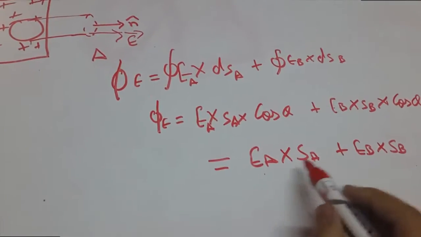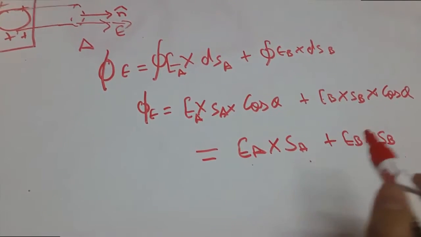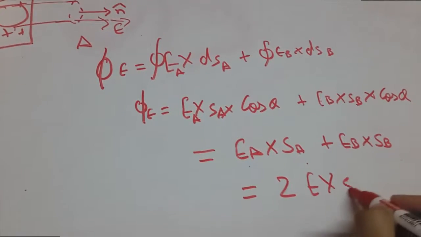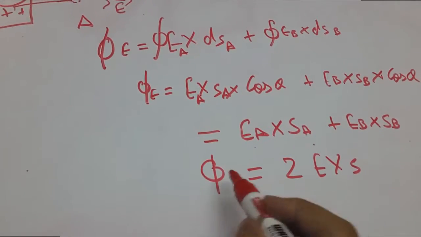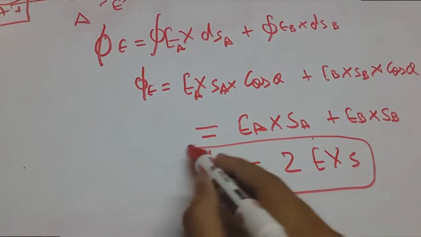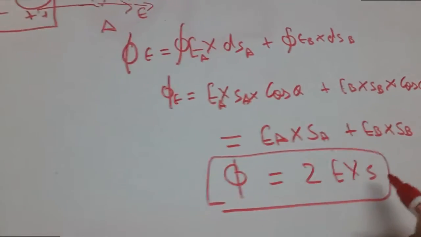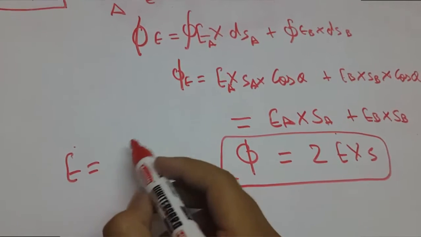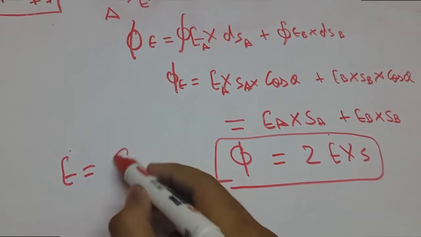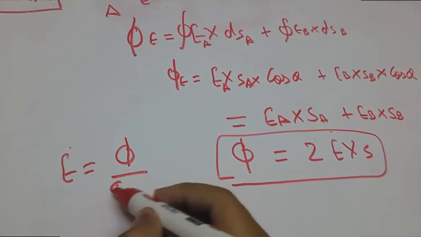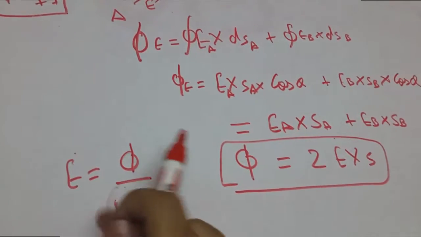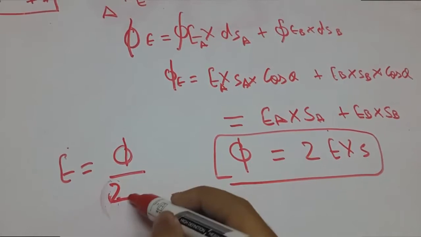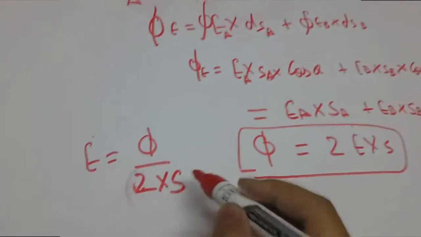So the surface area and the electric field of both of them are equal, so we will get 2 into E into S. So the total electric flux would be equal to 2 into E into S. If we calculate the electric field by taking the S to the other side, the electric field would be equal to electric flux upon 2 into surface area.